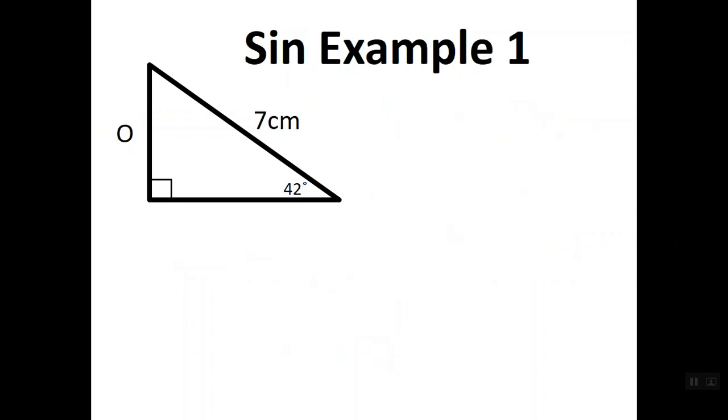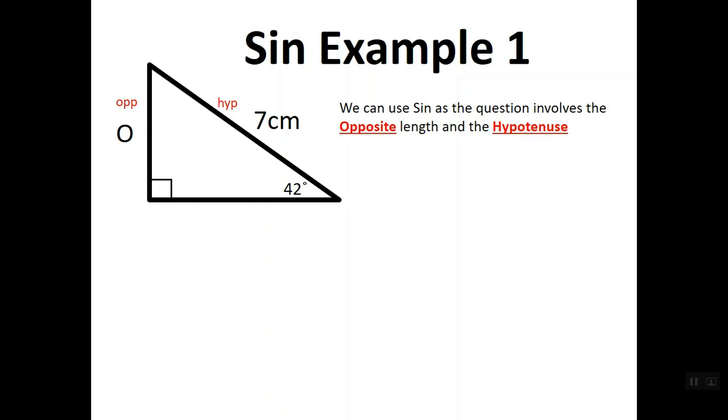Alright, let's look at an example which requires us to find a missing side. Looking at this example, we have 7 centimeters, an unknown side that we call O there, and an angle of 42 degrees. Our first step is to label our sides: opposite, hypotenuse. Again, we're dealing with sine once we're dealing with opposite and hypotenuse.